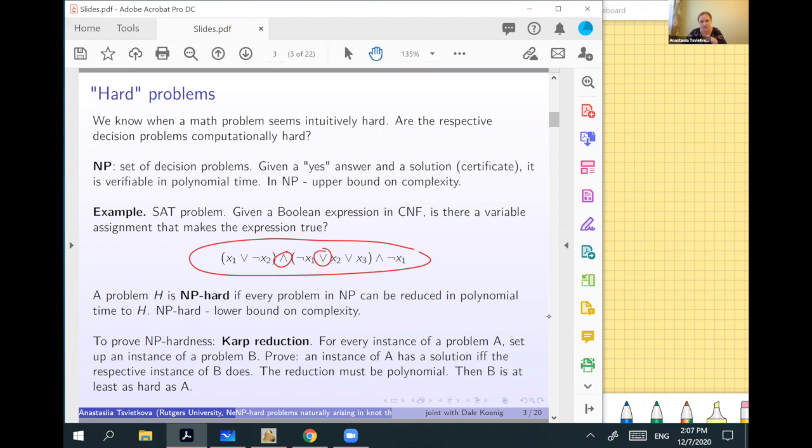And to find such an assignment when you have a formula can be difficult, but of course when you have an assignment, to check it takes polynomial time in terms of input.